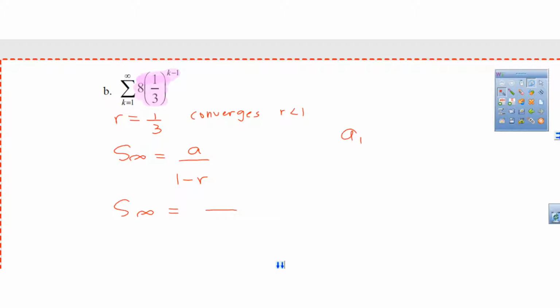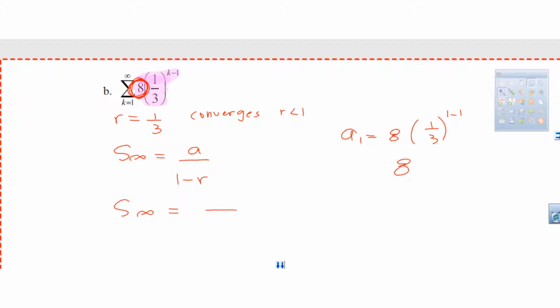So I'm just going to take that I just highlighted right there, and I'm going to put a 1 in it. So a sub 1 is 8 times 1/3 to the 1 minus 1. 1 minus 1 is a 0. 1/3 to the 0 is a 1. 1 times 8 is an 8. My first term is an 8. Guess what? Your first term is always right there.